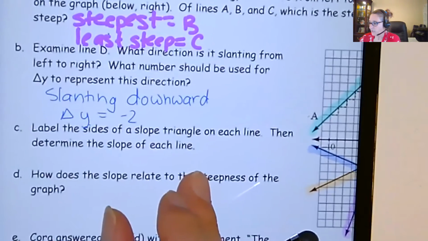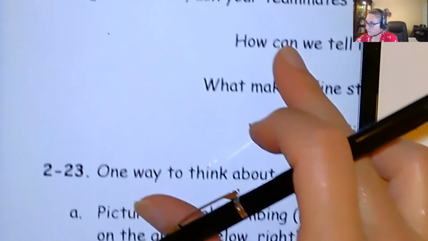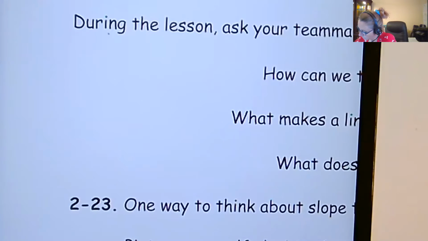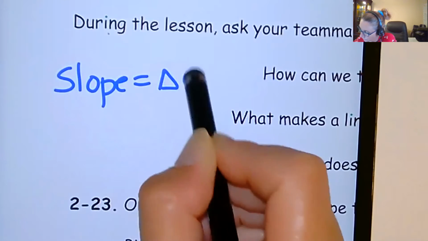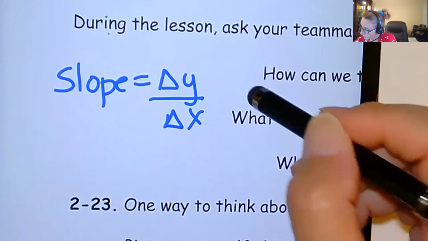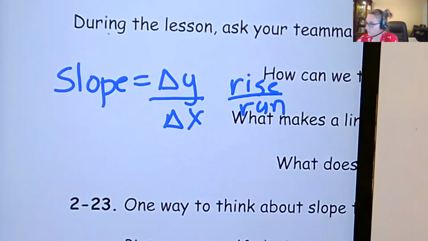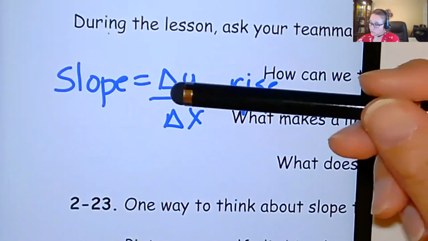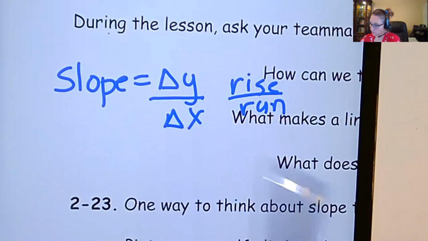Now it says label the sides of a slope triangle on each line, then determine the slope of each line. So slope is change of y over change of x. Slope is change of y, your up-down distance, over change of x. You might also hear it as rise over run. But again, the rise is your change of y, your up and down, and the run is your change of x, left to right.